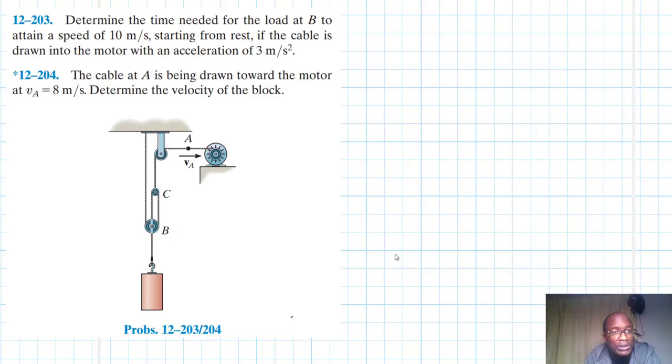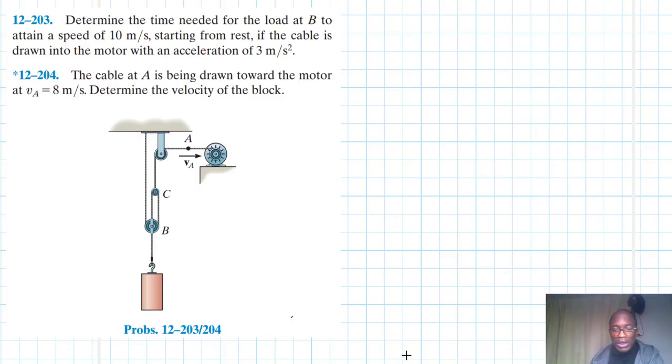The problem reads, determine the time needed for the load at B to attain a speed of 10 meters per second starting from rest if the cable is drawn into the motor with an acceleration of 3 meters per second squared. The second problem reads, the cable at A is being drawn towards the motor at a speed equal to VA equal to 8 meters per second. Determine the velocity of the block.